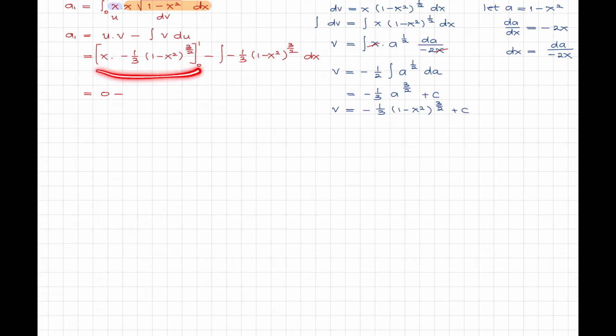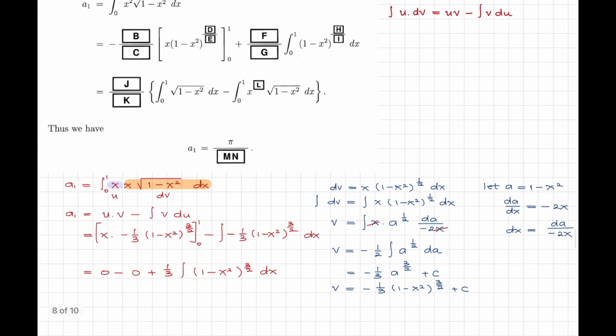So the first expression here will give us a result of 0. 0 minus 0. And then minus times negative, it becomes plus. I will move the constant outside the integration. Integration of (1 minus x squared) to the power of 3 over 2 dx. Wait a minute. Let us see the answer here first.